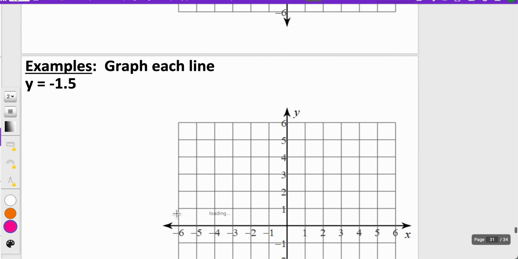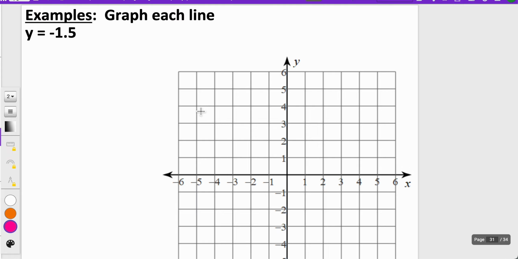And then our final example here, y is equal to negative 1.5. Again, pause the video here, try this one on your own, and when you're ready to check it, click play. So y is equal to negative 1.5 should end up right in between negative 1 and negative 2. And this one is going to create that horizontal line.